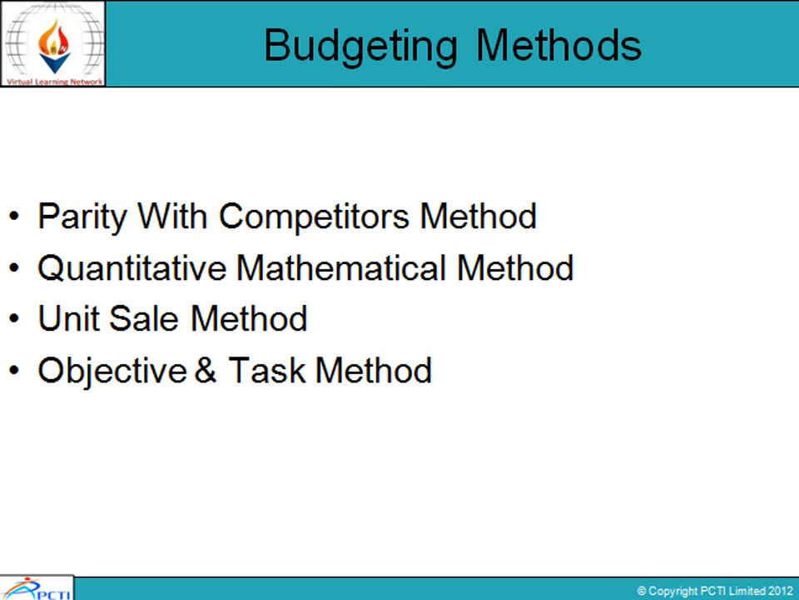Another is the quantitative mathematical method. Here it uses a computer based model in which a number of clients, products and services are tracked. The computer simulated model factors in all variables and gives a statistical solution. When we talk about the unit sales method, according to this method, a percentage of the price of each unit is allocated for advertising. Lastly is the objective and task method.